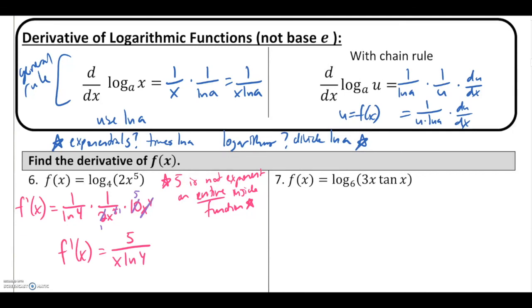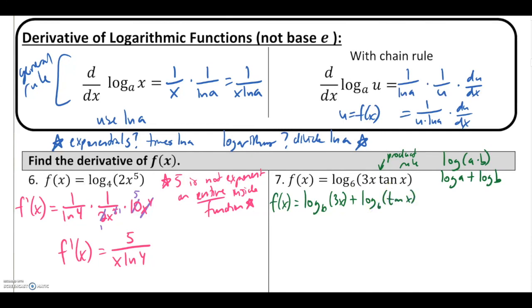And in our final example, we have f of x equals log base 6 of 3x times tangent x. That 3x times tangent x should already worry us because that would have to require product rule when we get to differentiating it. Unless we remember a property of logarithms, that is log of a times b can be written as log of a plus log of b. We can actually split our function into two separate derivatives. Log base 6 of 3x plus log base 6 of tangent of x.